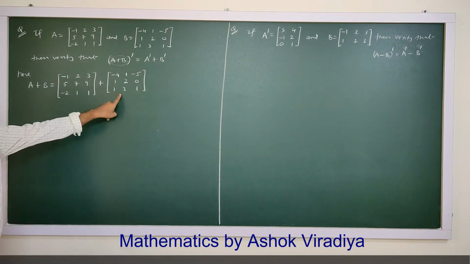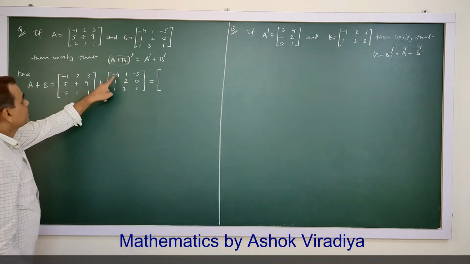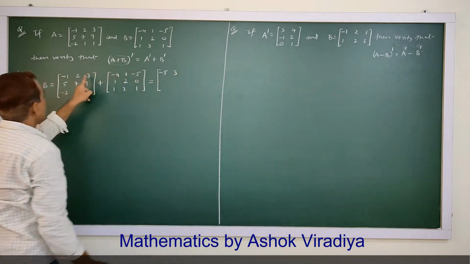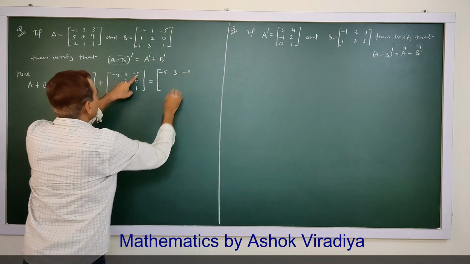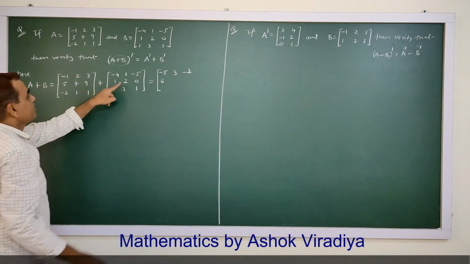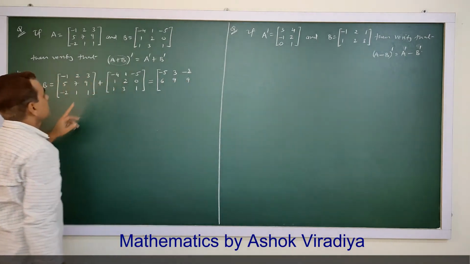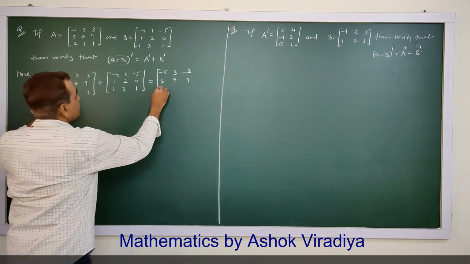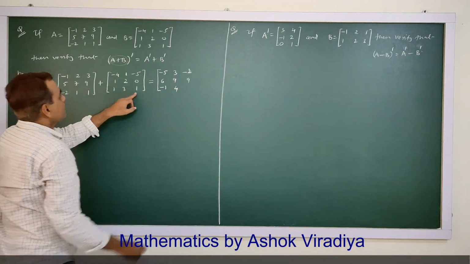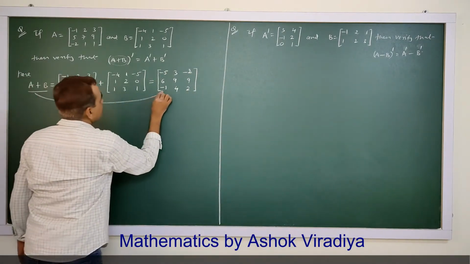A plus B is equal to: minus 1 plus minus 4 is minus 5. 2 plus 1 is 3. 3 plus minus 5 is minus 2. 5 plus 1 is 6. 7 plus 2 is 9. 9 plus 0 is 9. Minus 2 plus 1 is minus 1. 1 plus 3 is 4. 1 plus 1 is 2. So this is A plus B.